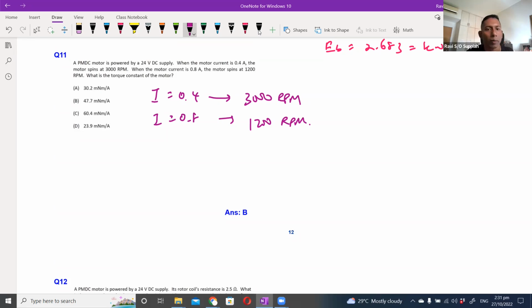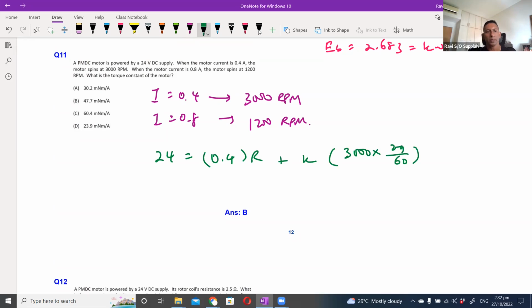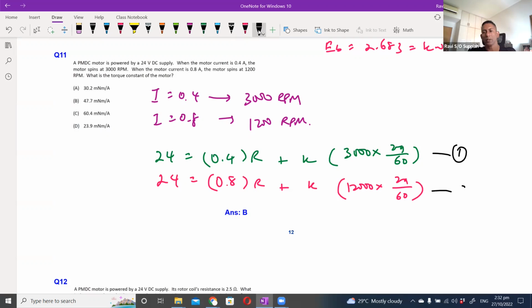What we can do is put it into the expression that we know. We know that V is IR plus EB. So 24 is equal to 0.4 multiplied by R plus K omega, where omega is 3000 times 2 pi over 60. That's the first expression. Now the second expression will be 24 equals 0.8 of R plus K times 1200 times 2 pi over 60. So you have expression 1 and expression 2.